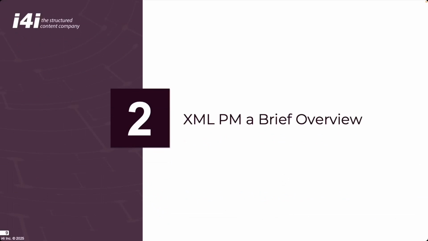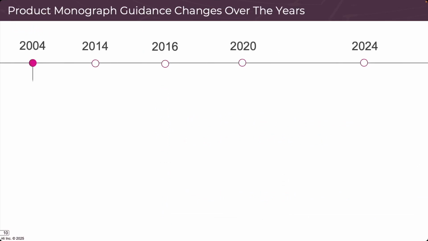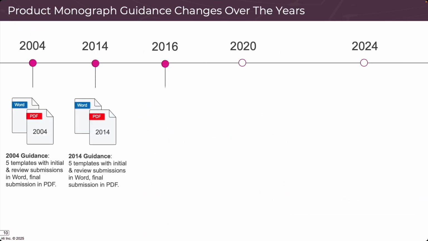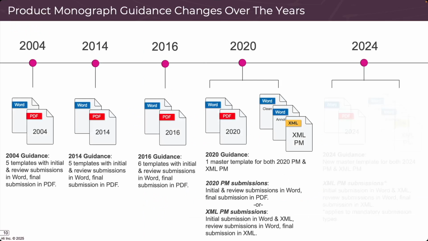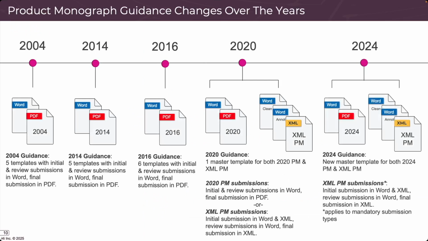Let's take a look at a brief overview on XML PM. Over the years, the product monograph has evolved significantly. The 2004 and 2014 product monographs had up to 5 templates. In 2016, a new template, Schedule D, Biosimilar Biologic Drug, was released for biosimilar product monographs, bringing the total number of templates up to 6. Now, with the 2020 and 2024 product monographs, all 6 templates are merged into one master template, and administrative changes have been made to accommodate XML product monographs.